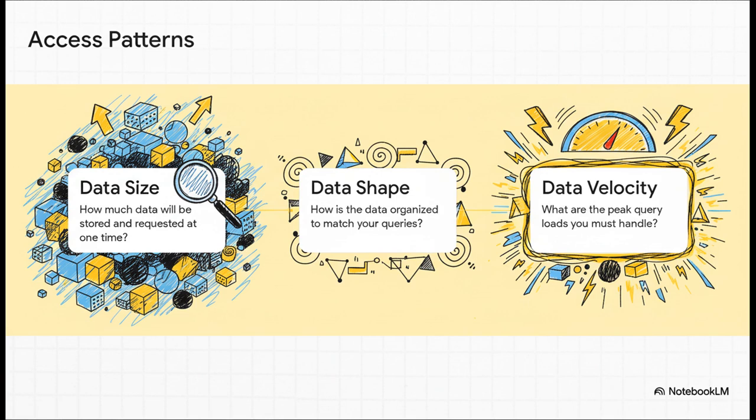Okay, so when we say know your questions, what does that actually look like in practice? Well, it pretty much boils down to these three things. First, data size. Just how much stuff are you going to be storing and asking for in a single request? Second, data shape. How do you need to organize that data so it perfectly fits the questions you're asking? And third, data velocity. What's your peak traffic going to look like? How many requests per second are you going to get hammered with? You have to have answers for these before you write a single line of code.